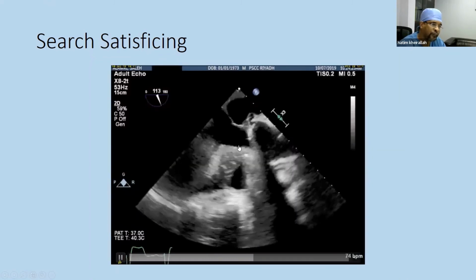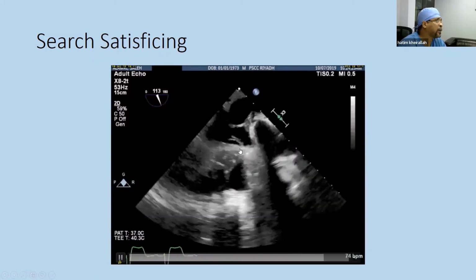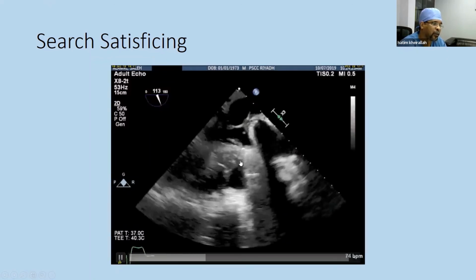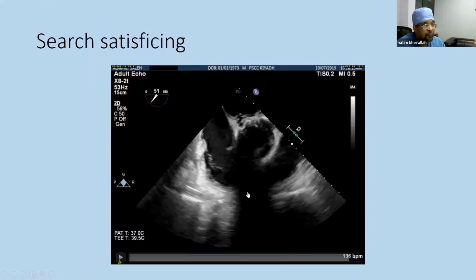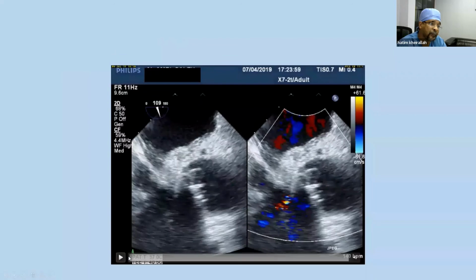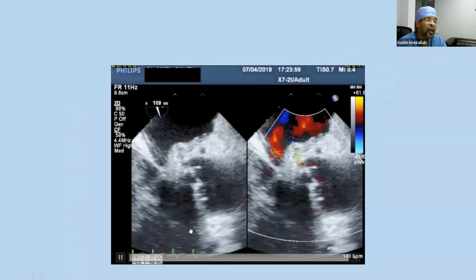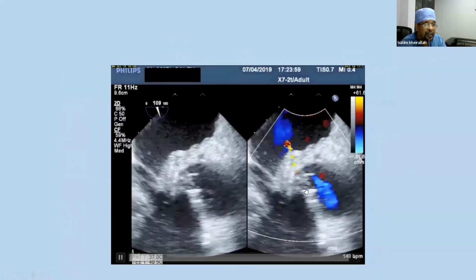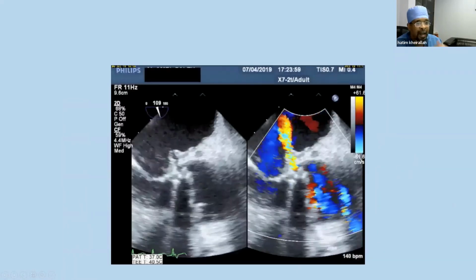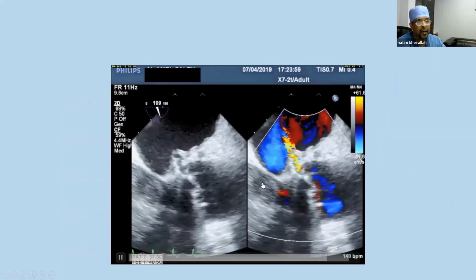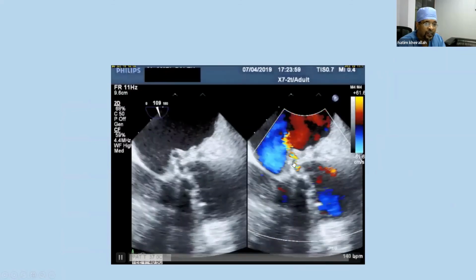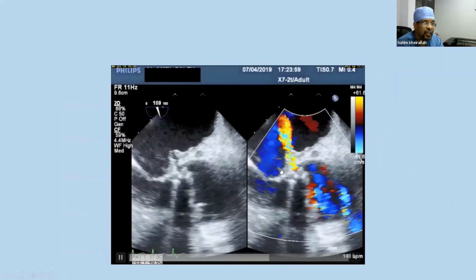But later on, by the way, this is TEE done a week after my TEE. So it was showing vegetation clearly in the aortic valve. But during my study itself, the first TEE done, if I take you back, this one here. When I went back and I studied my images, I found a mass. There was vegetation, but I forgot or I didn't see it during the study itself because I was so focused and so blinded to see any further.